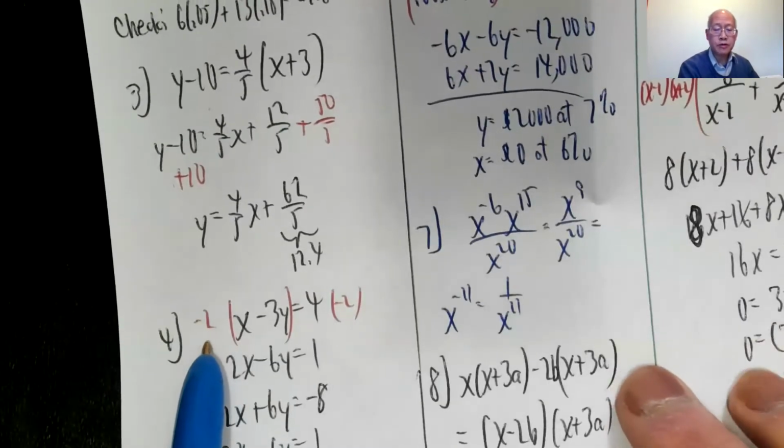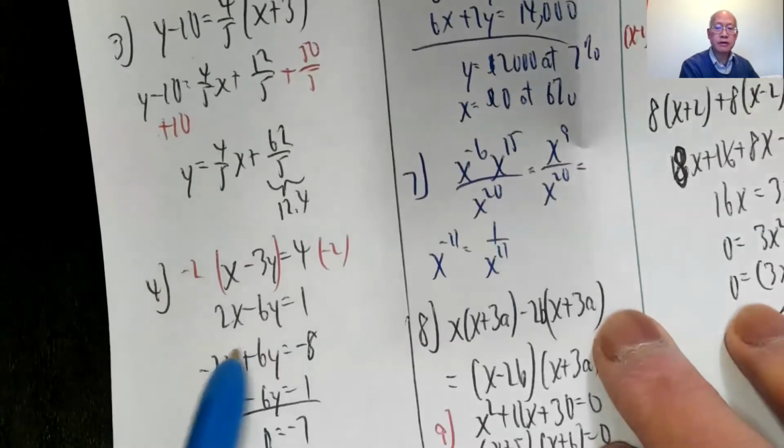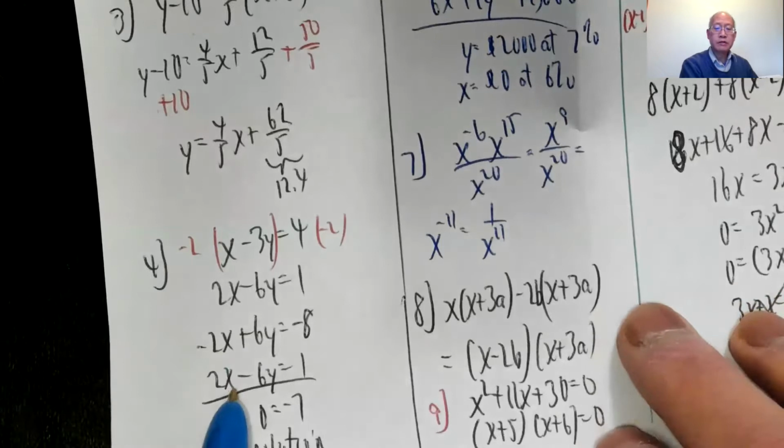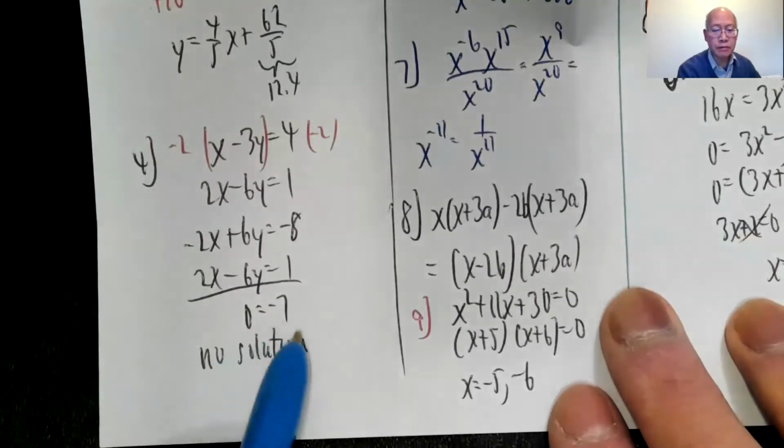Number four, multiply the first equation by -2. This will give me -2x plus 6y equals -8. Add 2x minus 6y equals 1. Add them up, you get 0 equals -7. That's impossible, so you have no solution.